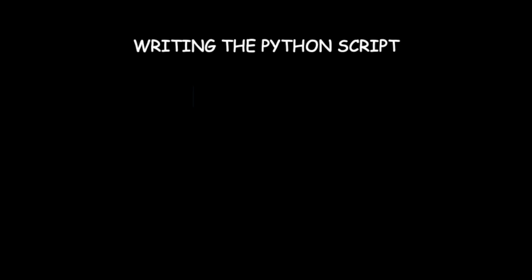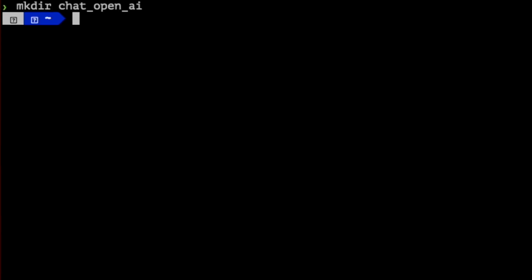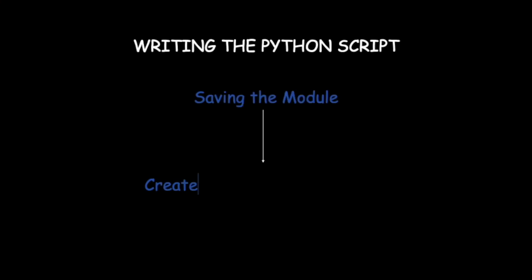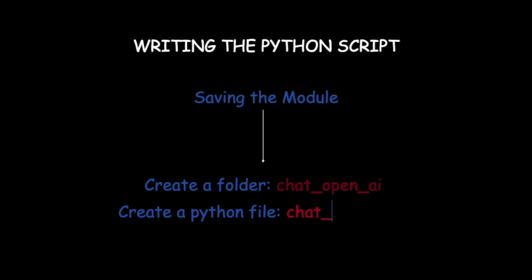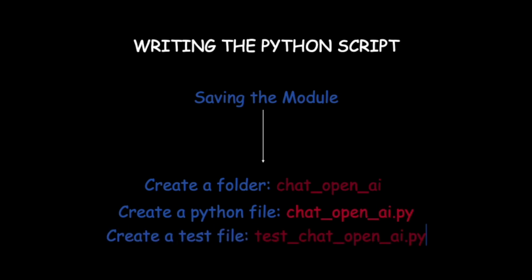Writing the Python script. I would request you to follow along with me. Saving the module: create a folder first, chat OpenAI, and create a Python file, chatopenai.py, where we'll be writing our class and function. So let's get into coding.